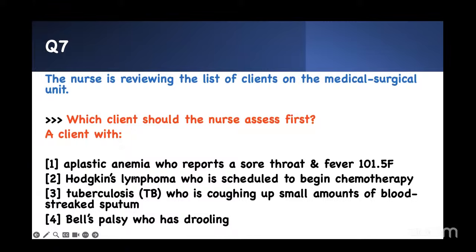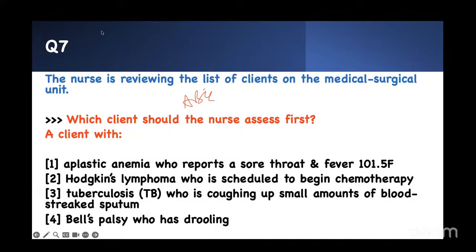Number 7, a nurse is reviewing a list of clients on a medical surgical unit. Which client should the nurse assess first? Therefore, once again, who is going to die? Who doesn't have time? You have to be sharp. Whose problem is concerning? That's all. You see, I never mentioned ABC because ABC does not make you think. You want something that will make you think. And that means critical thinking of the individual patient and see what is wrong with them.